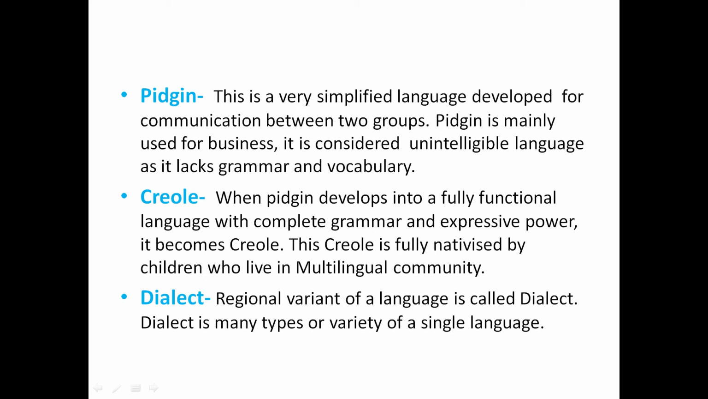Then dialect. Dialect is a regional variant of a language. Dialect is many types or varieties of a single language. For every language, there may be some varieties. Like the Hindi we speak in Madhya Pradesh may not be like the Hindi we speak in Rajasthan. This is the variety or variant of a language. Such variation of language is called dialect.